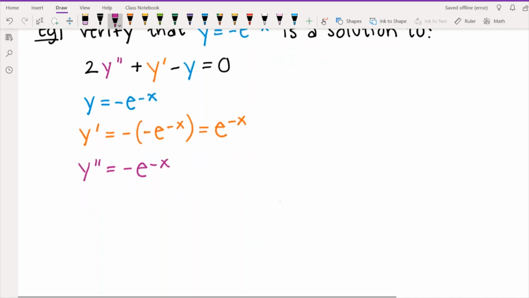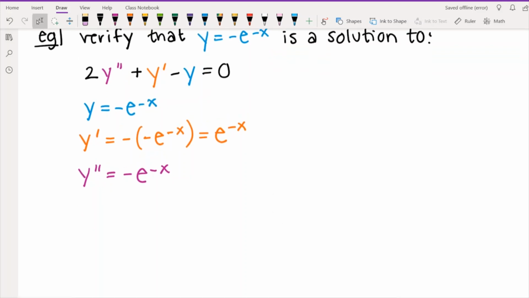Now how do we verify that this is a solution? Well, we just plug each of these things in and see whether we get 0. So 2 times e to the negative x, plus, for y prime, we just had e to the negative x. And then for y, we had negative e to the negative x.